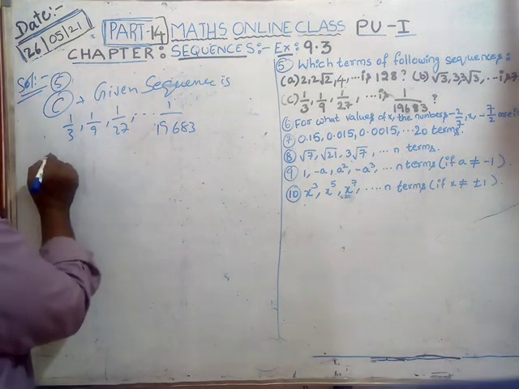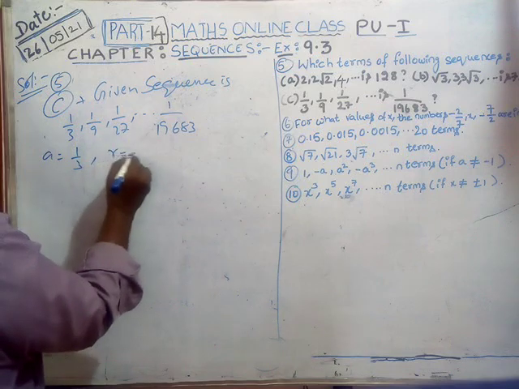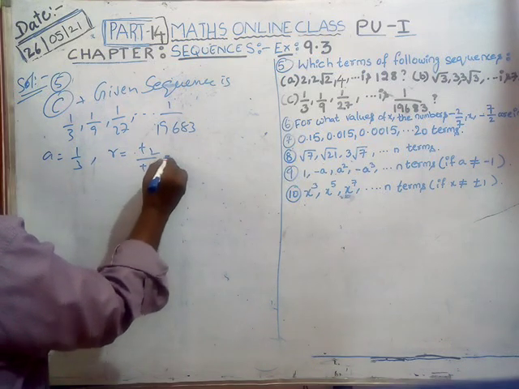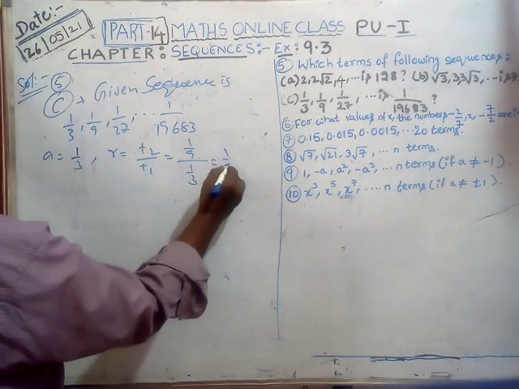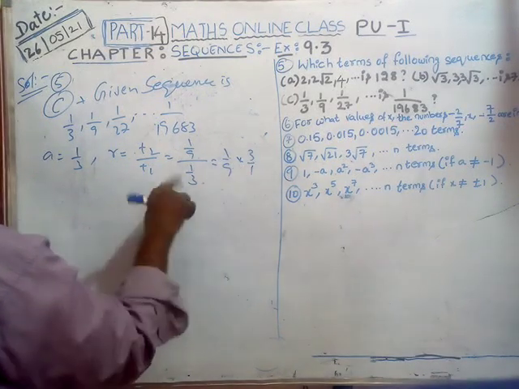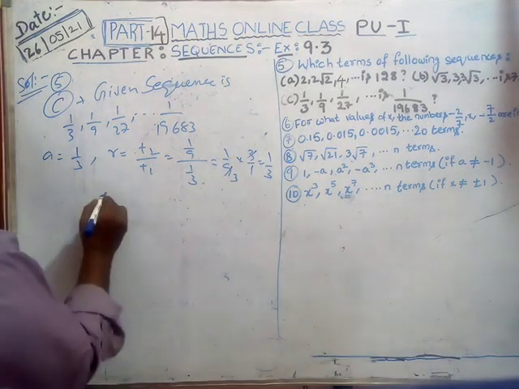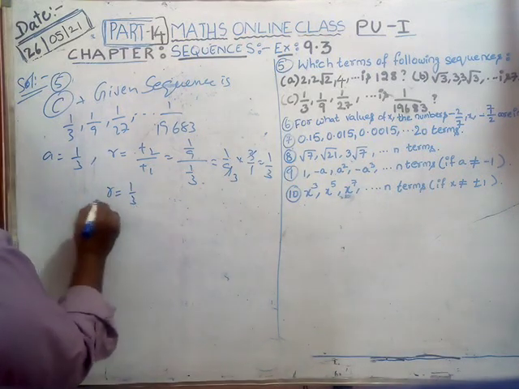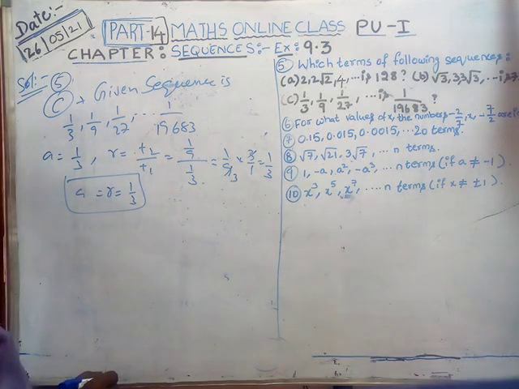Here A is equal to 1 by 3. R is equal to T2 by T1, that is 1 by 9 by 1 by 3. 1 by 9 into 3 by 1, reciprocal. It is 3 times, so 1 by 3. So R is also 1 by 3. A is also the same, 1 by 3, and R is 1 by 3.